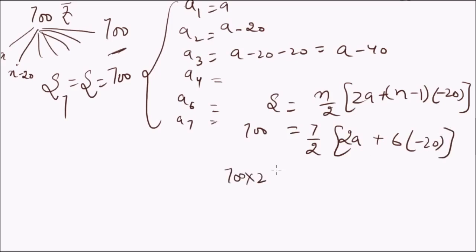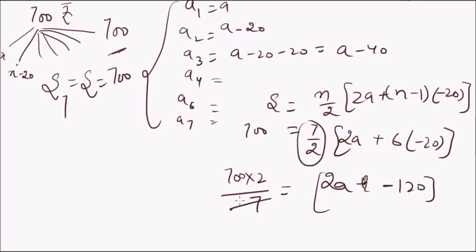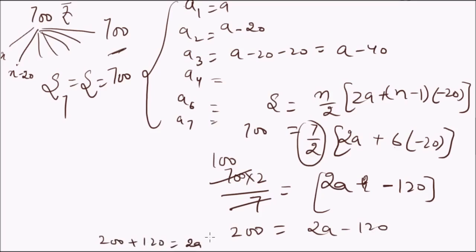So bringing this term to the left hand side, 6 into 20 is 120, so negative of 120. 7 cancels this 700 by 7, giving 100 as the residue, so 200 equals 2a minus 120, or 200 plus 120 equals 2a, because this 120 on bringing to the left hand side becomes positive 120, which gives us 320 equals 2a, or 320 over 2 is a, that is a equals, on cancelling, 160.